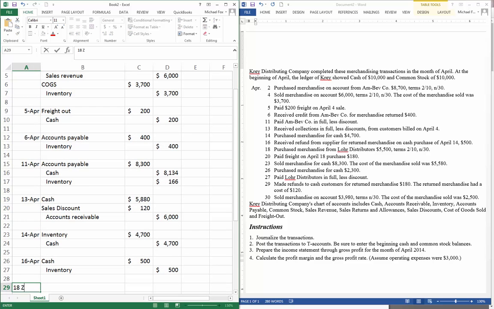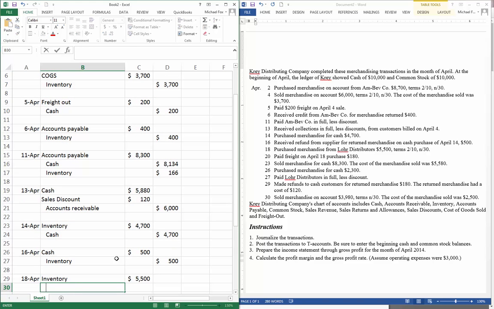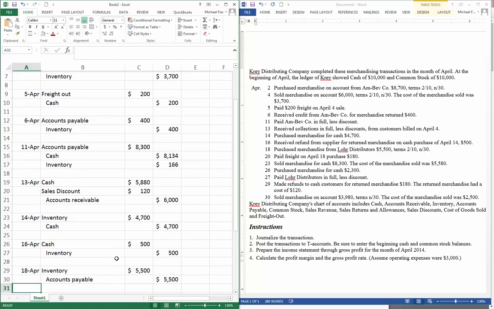18 April, purchased merchandise from Lure Distributions, $5,500, terms 2/10 net 30. So our inventory will increase, 5,500, and our accounts payable will increase 5,500.